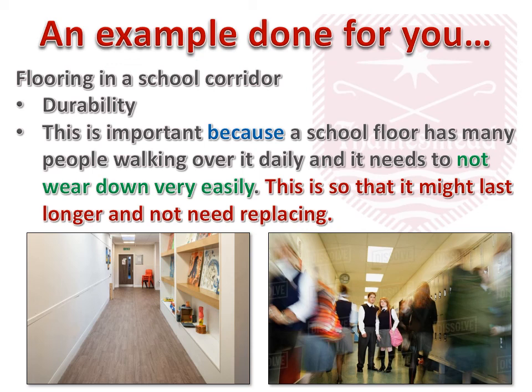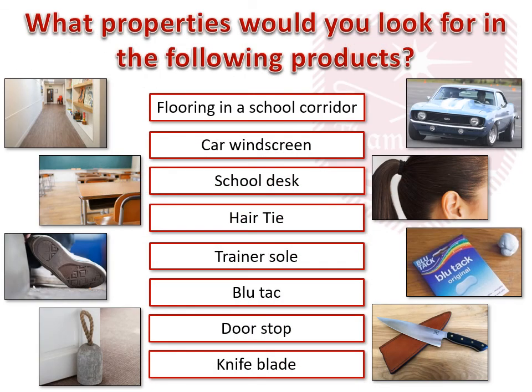Then what you now need to do is to complete all of the other 7 on your sheet, and that's pretty much the lesson. So here we go: car windscreen, school desk, hair tie, trainer sole, blue tack, doorstop, knife blade. What is the most important keyword that we've learned today that you need to consider? There are multiple correct answers. Choose the one you want, explain it, make sure you put your definition of the keyword that you've chosen into your answer, because it will ground your answer into what you need to say.